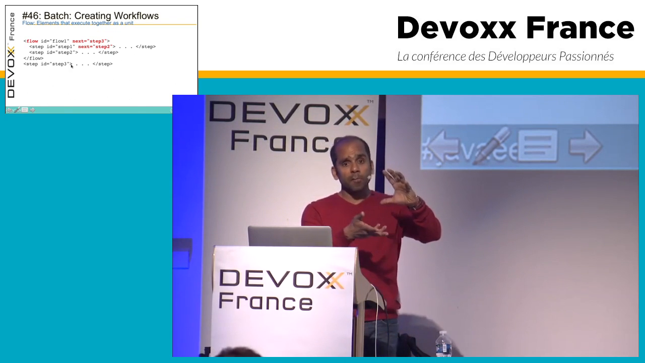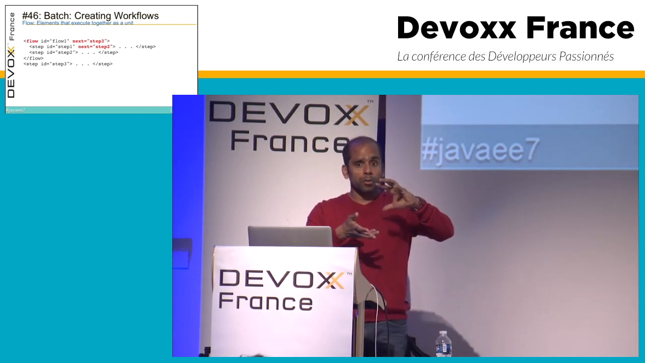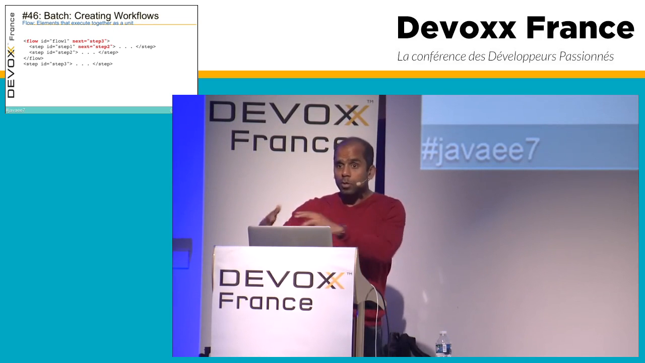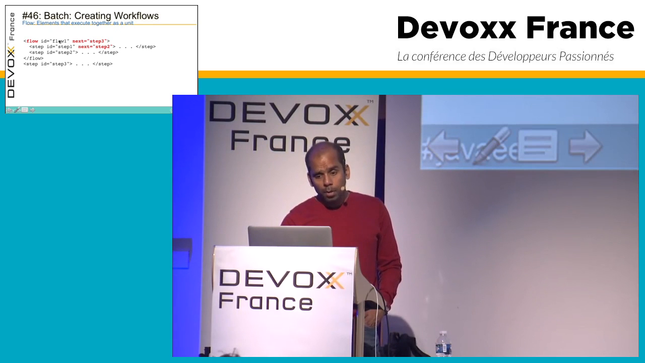So I can define a flow, and in the flow I could say, step 1, step 2, step 3, and do this as a unit. And then after flow 1 is completed, then do flow 2. So you can start building your workflows over there. And here I'm saying, this is my ID flow 1. Once you are done with flow 1, the next step is step 3.